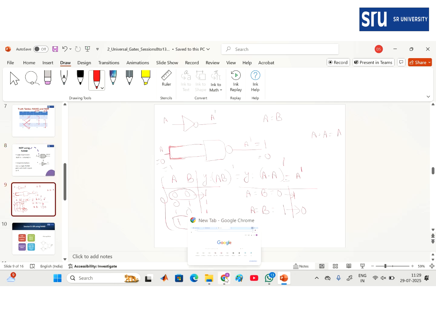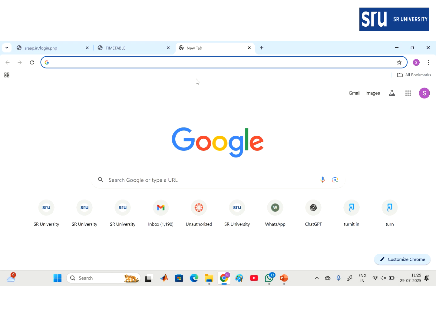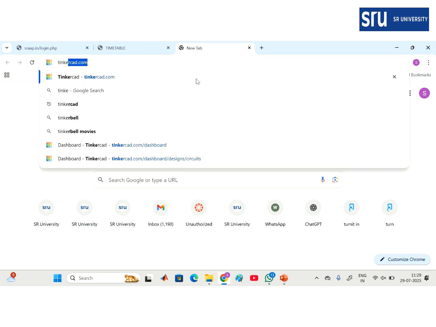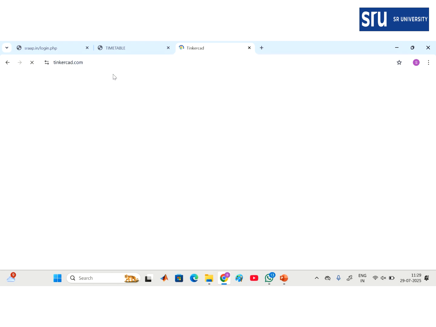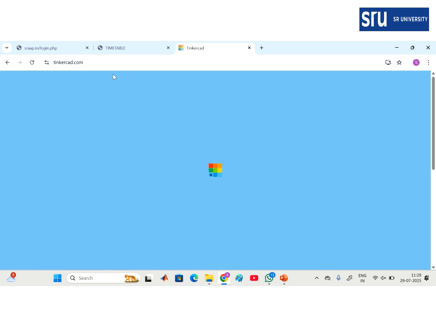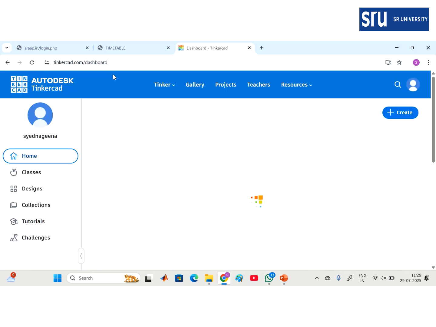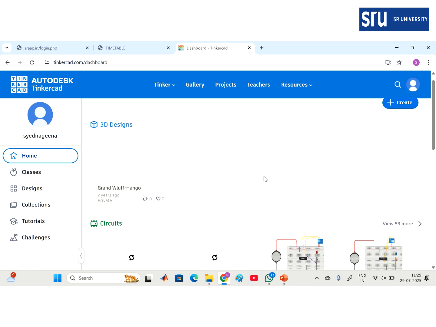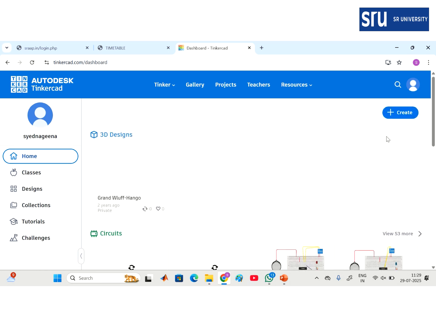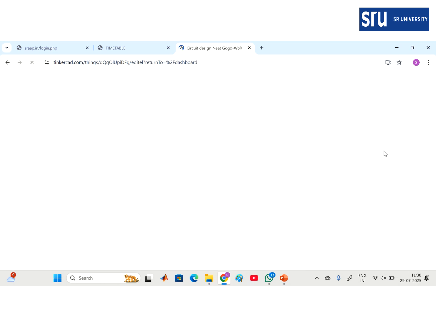Now let us move on to Tinkercad again. So here I will explain the Tinkercad circuit. Go to Tinkercad. In the last classes I have already explained how to create a circuit and how to open a Tinkercad account. Here I already have an account, so whenever I access it, it will directly open my account. So I will go to the Tinkercad circuits.